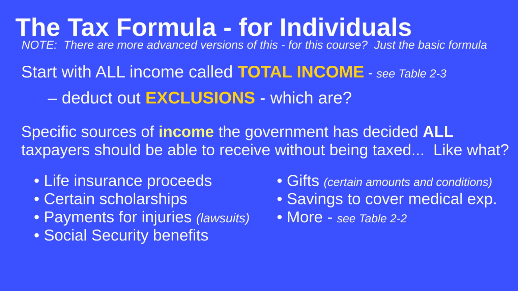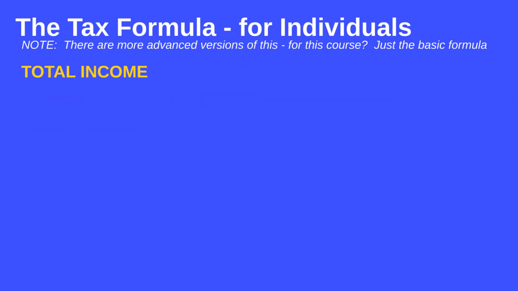Or certain scholarships. Or if you sued someone and you won payments, or even received payments, let's say from a workers' comp claim where you were hurt at work, the government says we shouldn't be charging you income tax on that. One that you dealt with a little bit last chapter, you'll deal with it more in the future, is gifts. It's okay for someone to gift you a certain amount of cash. So those are what we call exclusions.